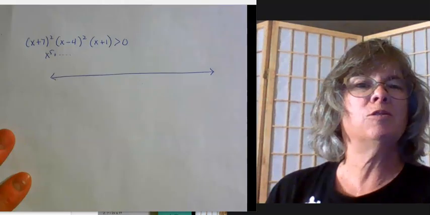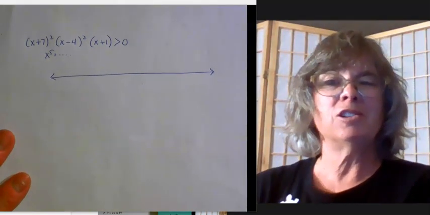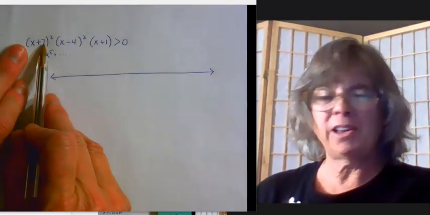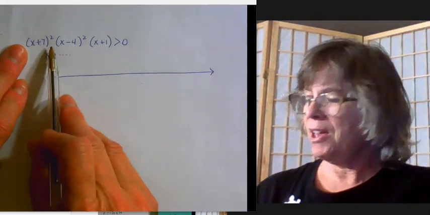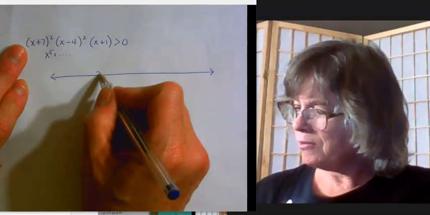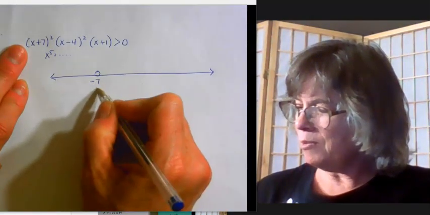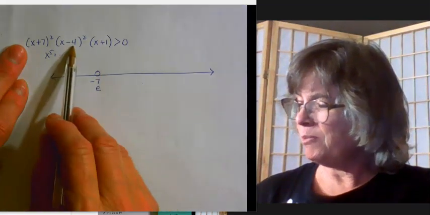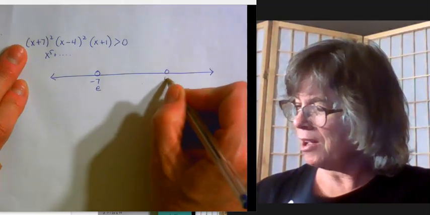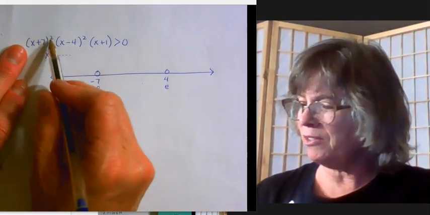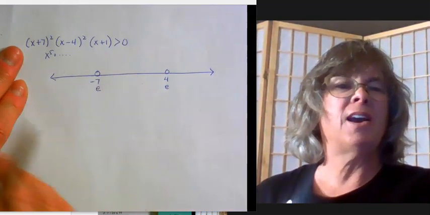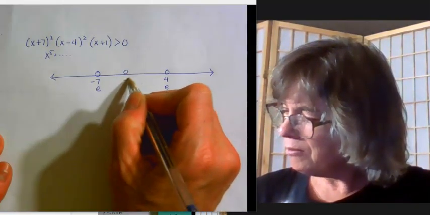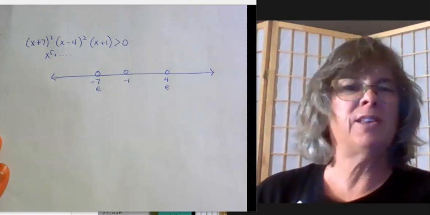And I want to look for where it's greater than zero, where this function would graph above that axis. So I'm going to start by saying this is a place where it's equal to zero: negative 7. And I'm going to mark it with an E that it's even, and you'll see what happens. A positive 4, I'm going to also mark that it's even, and the even refers to the power on the exponent, and negative 1.